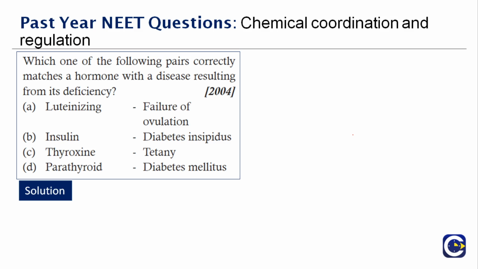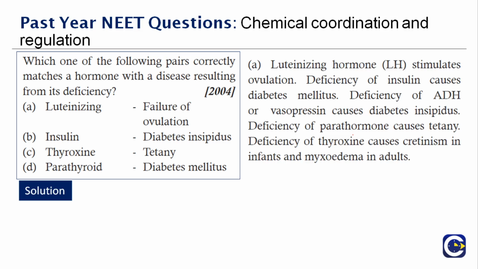Deficiency of insulin causes diabetes mellitus. Therefore, diabetes insipidus will not come for insulin. If you have deficiency of ADH or vasopressin, it causes diabetes insipidus. Deficiency of the parathyroid hormone causes tetany, and deficiency of thyroxine causes cretinism in infants and myxedema in adults. Therefore, the right answer to this question is option A.